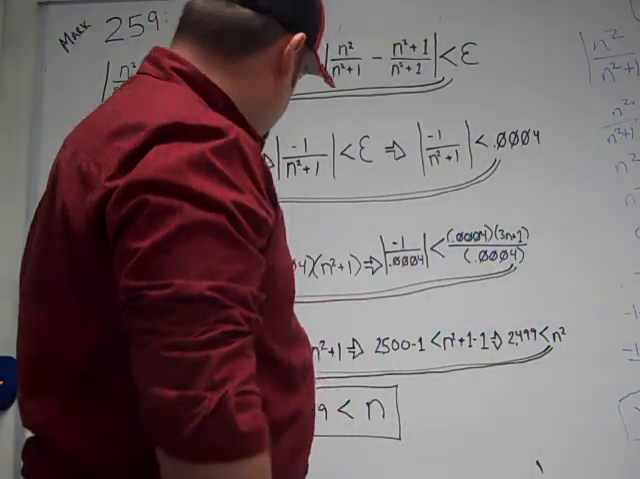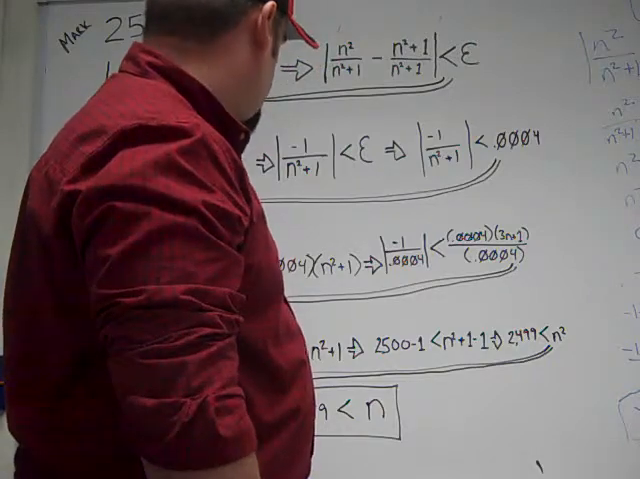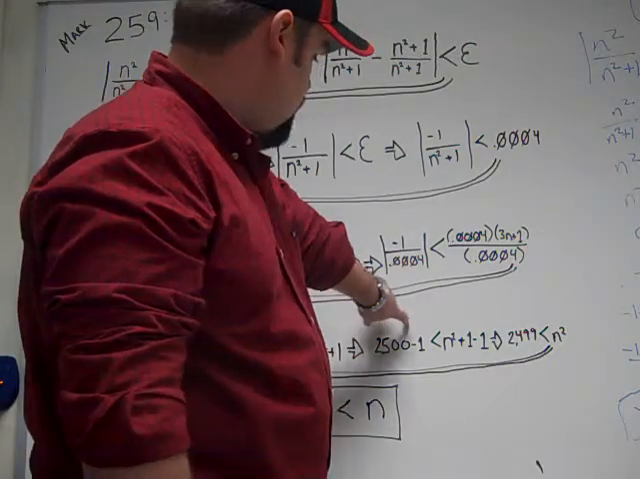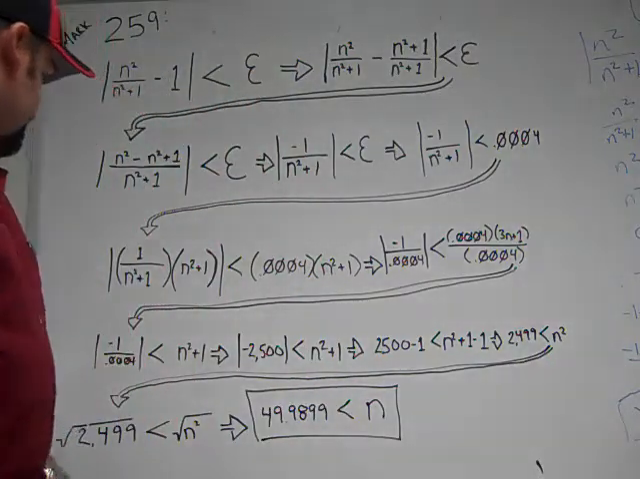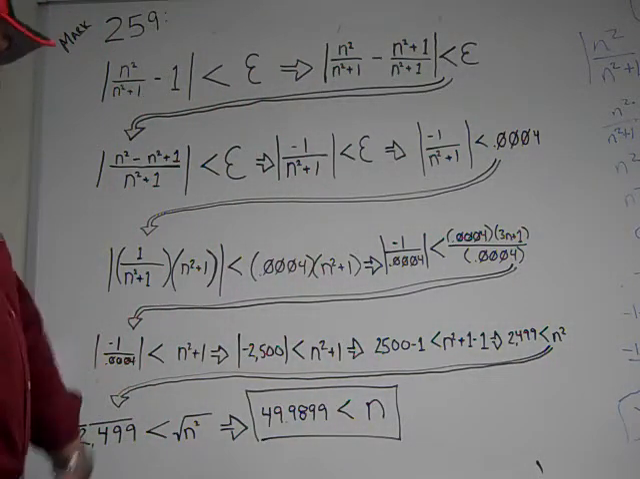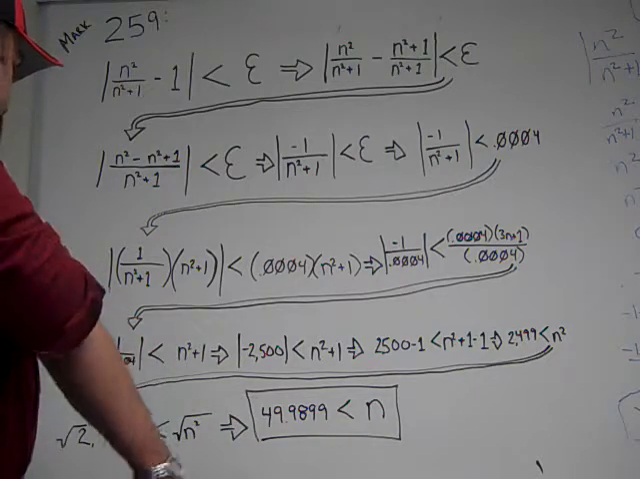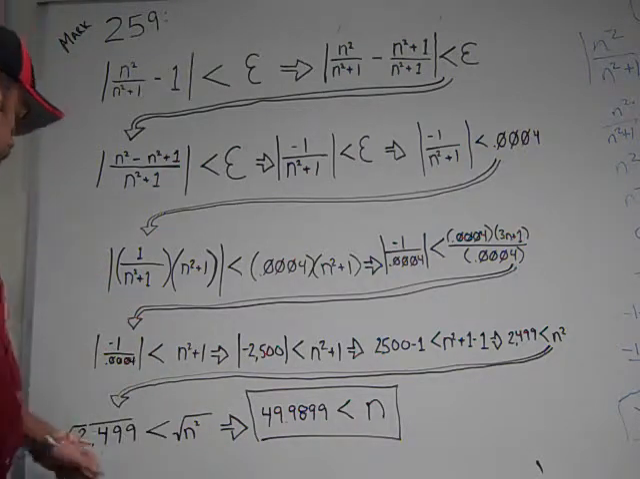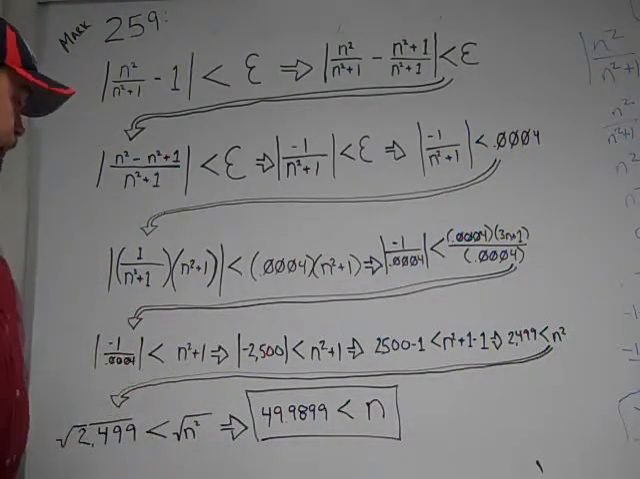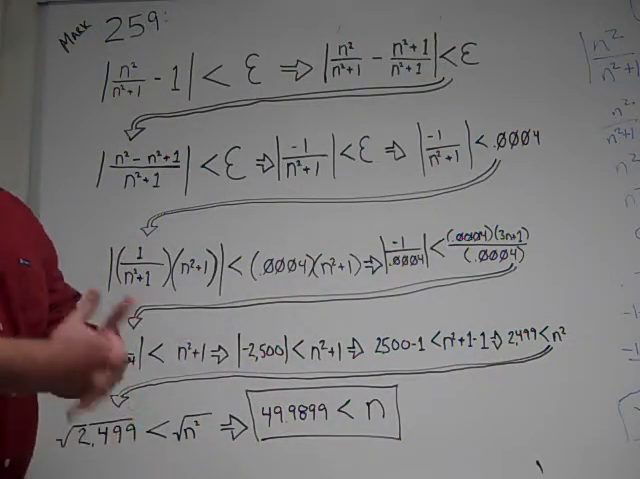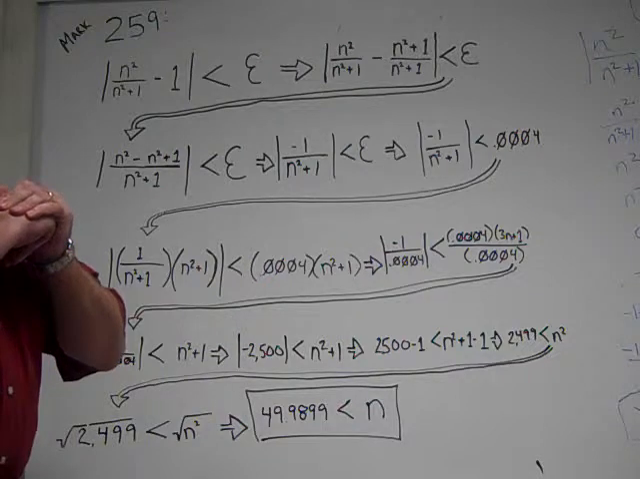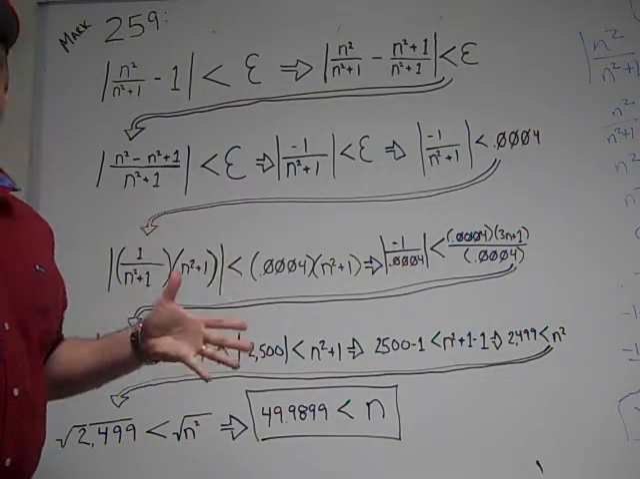Absolute value of negative 2,500 is 2,500 minus 1 gives me 2,499 is less than n squared. Take the square root of both sides. I wind up with 49.9899 is less than n. Any questions?